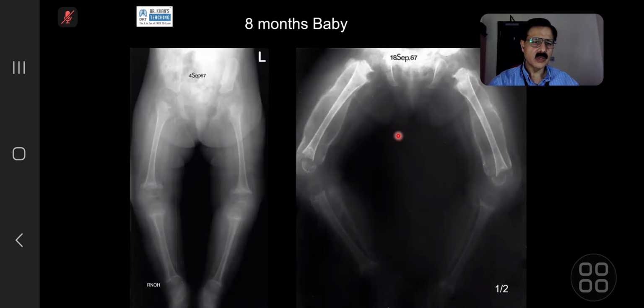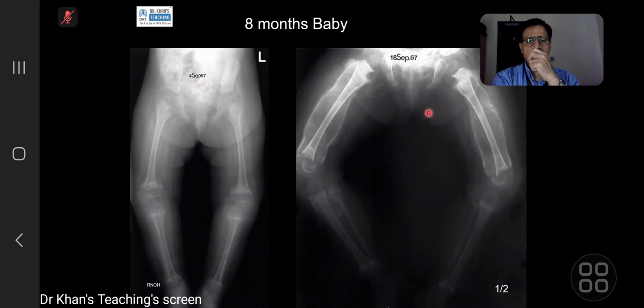Now, yes, please. This is the 4th of September, and this is the 18th of September. What is happening? Yes, there's extensive subperiosteal hemorrhage involving both humeri and both femora. So, conclusion? Scurvy also. Right.